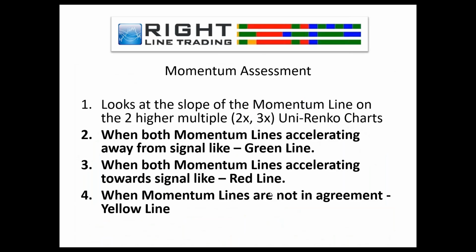Now the MACD is the first line. And again, it's the same thing. We look at the slope of momentum on the two higher multiple Unirenko charts. When both momentum lines are accelerating away from the signal line, it's green. When both momentum lines are accelerating towards the signal line, it's red. I'm sorry, I have a little typo there. And when the momentum lines are not in agreement, it's yellow.